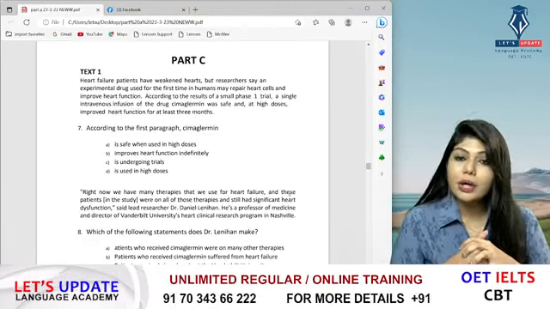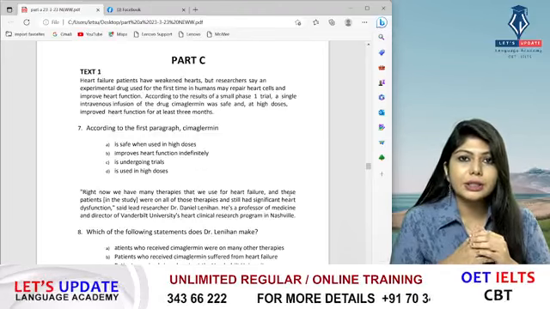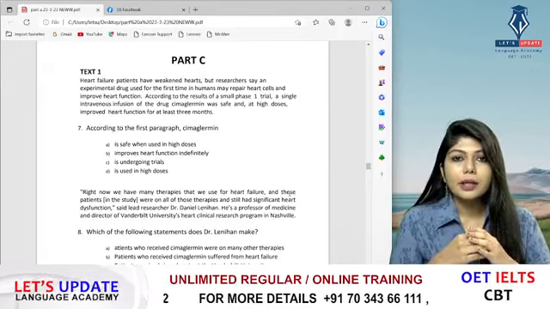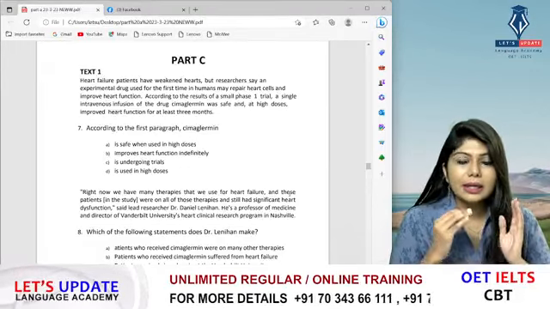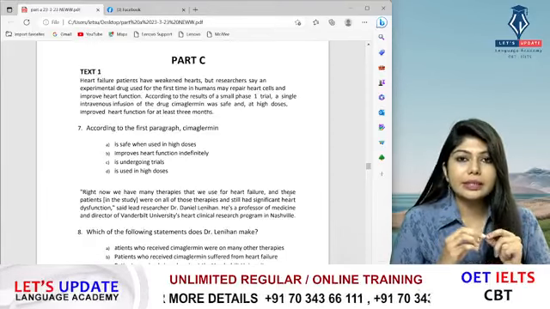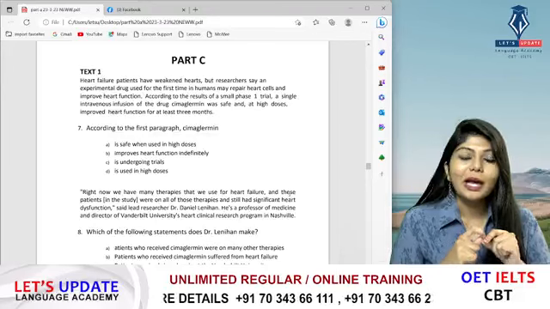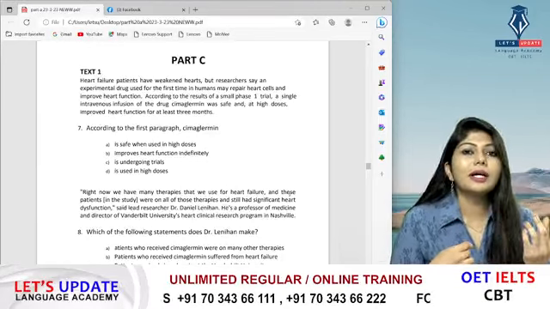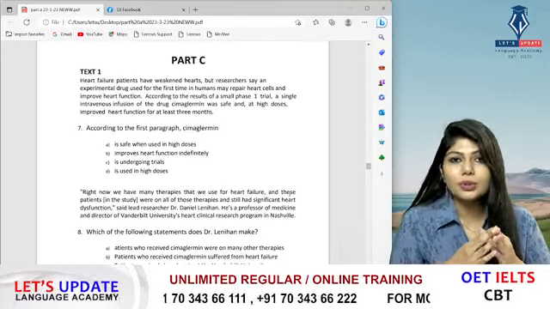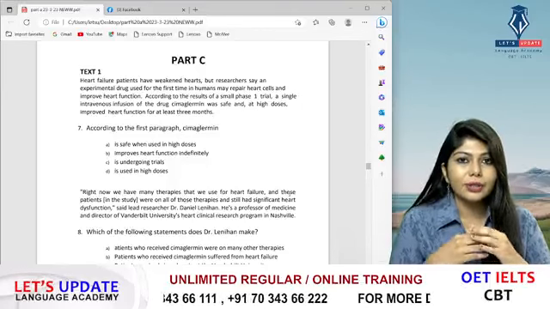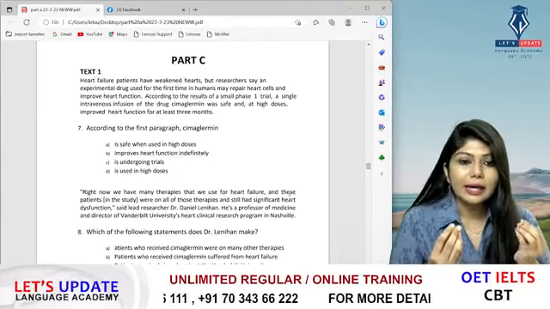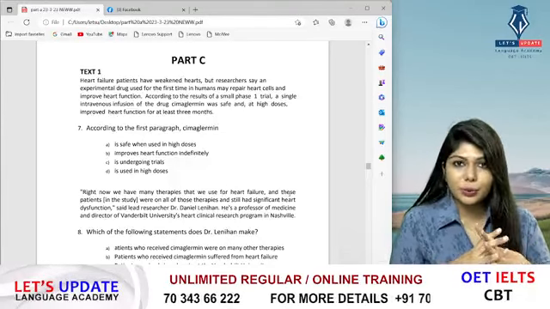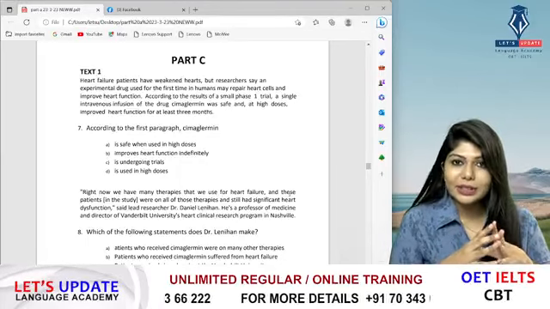For your convenience, I have arranged the questions so that each question comes after its paragraph, because the construction is such that the very first question in Part C is from the first paragraph, the second question from the second paragraph, the third from the third paragraph, and so on. So you can see both the paragraph and the question at the same time.